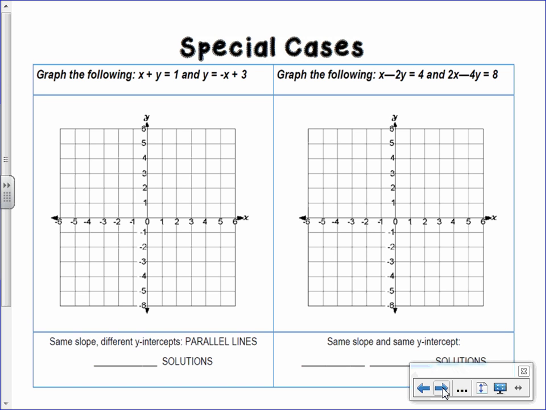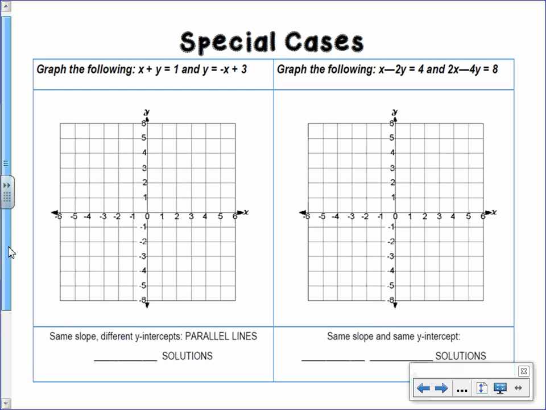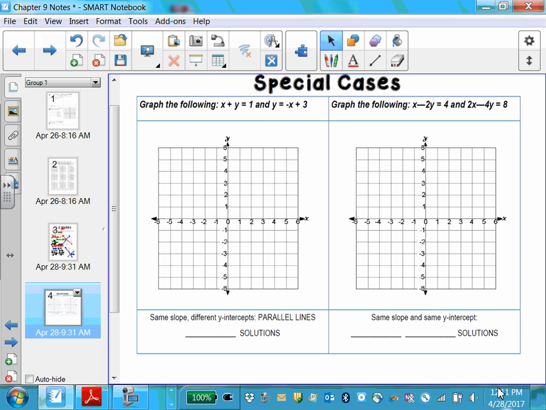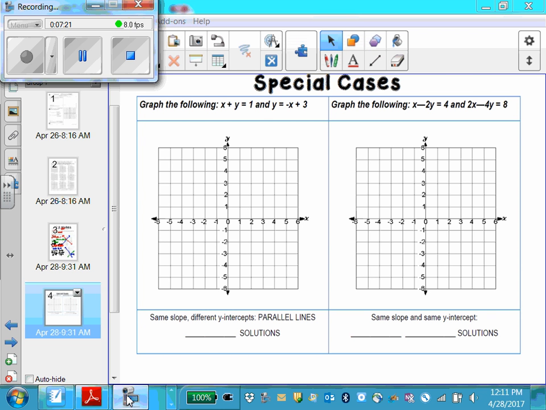All right, graph the following. X plus y equals 1 and y equals -x plus 3. So the first one you're going to have to get y alone. You all know how to do that. But this one's ready to graph. So right now at your table, graph both of those lines.